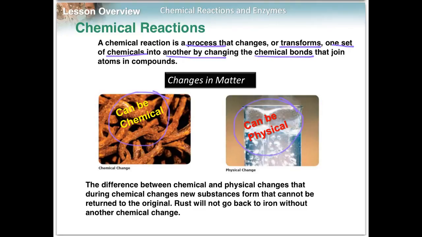But if you think about what happens as iron rusts, you would remember that you can't get the iron back after this rust without having this undergo a lot of chemical changes. So rust will not go back to iron without having another chemical change take place.